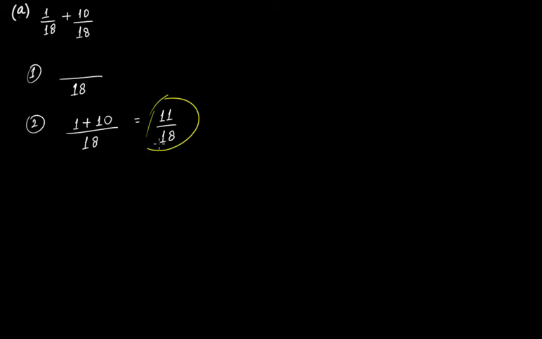So if you remember, the first step is always to take out the denominator, that is, your denominator will be 18, right? The next step is to add the numerators. So 1 plus 10 divided by 18, and this will give you 11 by 18, and this is your answer.